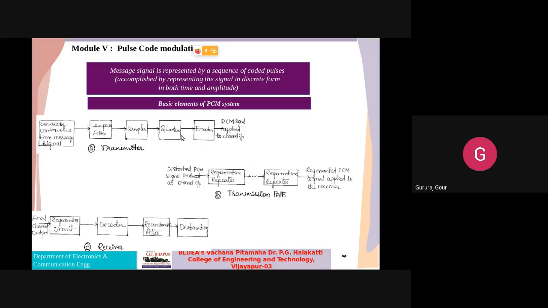So just now we discussed how the quantization process happens. For each sample, some predefined known closest value will be allocated by the quantizer. Then it will be encoded, as we have seen. First voltage levels will be assigned by the quantizer, like 1 volt, 2 volt, 3 volt, 5 volt. Then those levels will be encoded using binary or some other coding, that is known as encoding. Then the PCM signal is applied to the channel input.